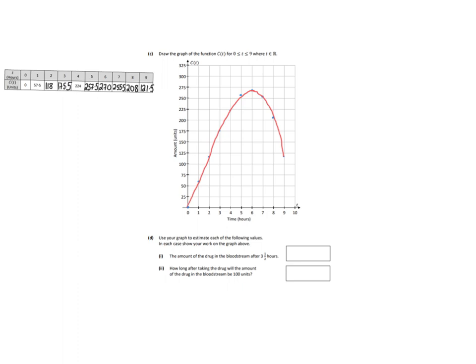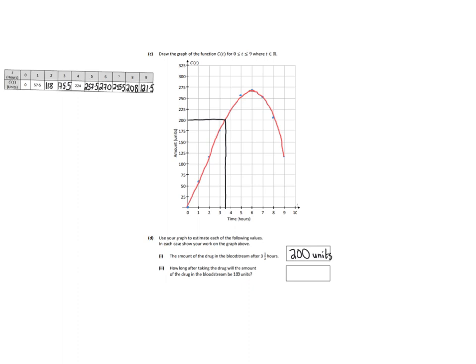Part D then says use your graph to estimate each of the following values. In each case, show your working on the graph above. So the first one says the amount of the drug in the bloodstream after 3.5 hours. So 3.5 would be approximately here. So you're going to draw a line from 3.5 up to the line and across to the units. So for this one, there's going to be about 200 units, and you've shown your working on the graph.